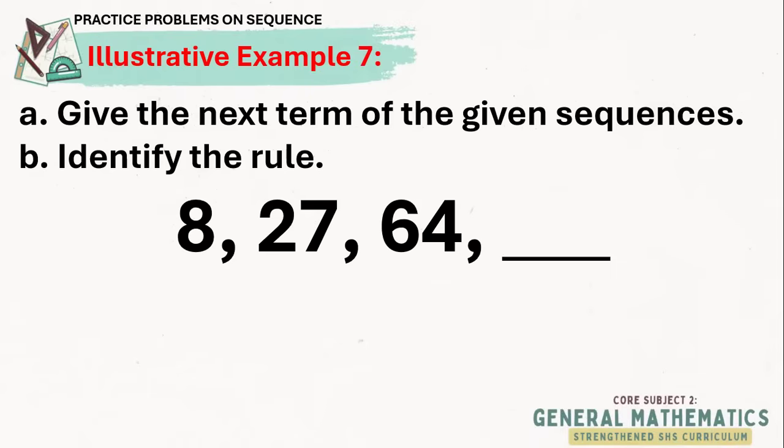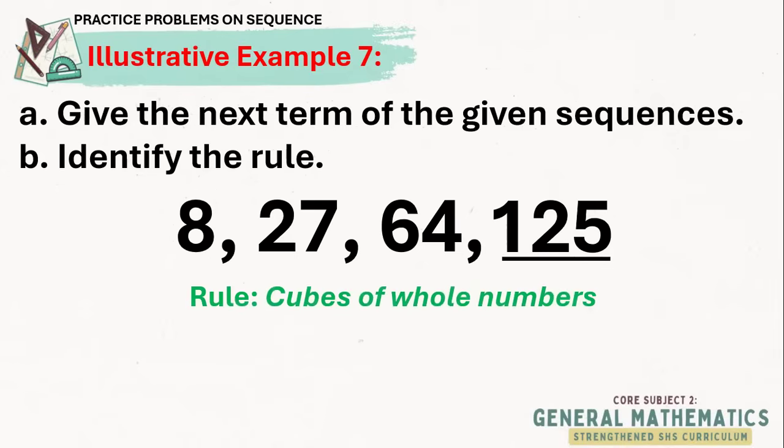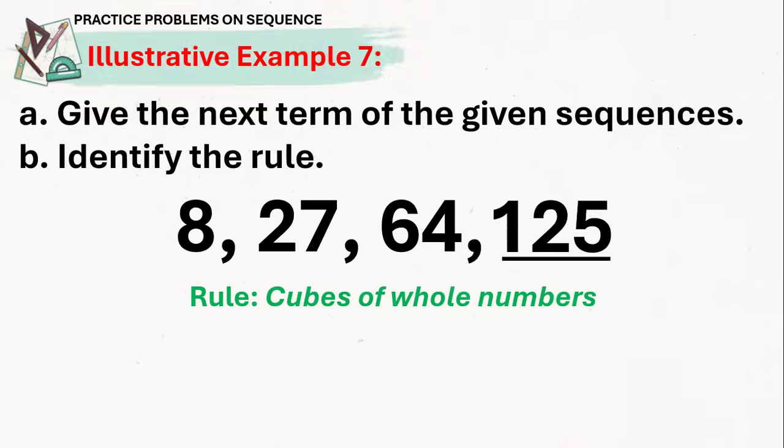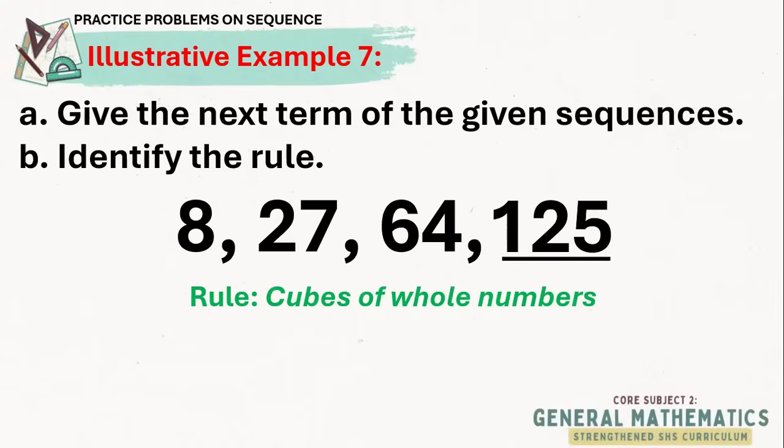8, 27, 64. Are these familiar numbers? So did you get 125 as the answer? Then you are right. So the next term is 125 because these are the perfect cubes of the whole numbers. So the cube of 2 is 8, the cube of 3 is 27, I mean the cube of 4 is 64 and the cube of 5 is 125.